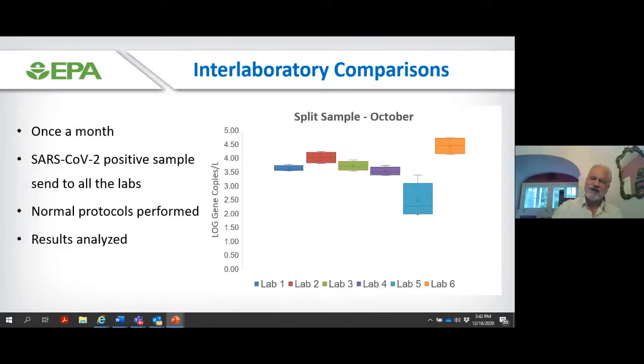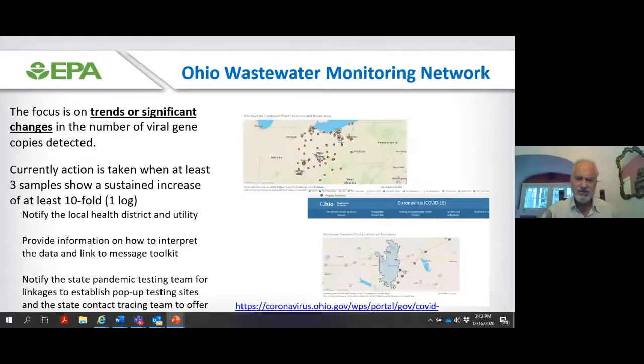And so that's important to understand if you're trying to compare across cities. You're trying to compare Cleveland to Cincinnati, for example. But it's important that the state is looking at the trends, and the same lab always does the same site. So you're really then just looking at the interlaboratory variation. While it's important to understand and evaluate the new labs as they come on, the method they're using, it's also important to use the same lab at the same site. So this network, again, they're focused on the trends or significant changes.